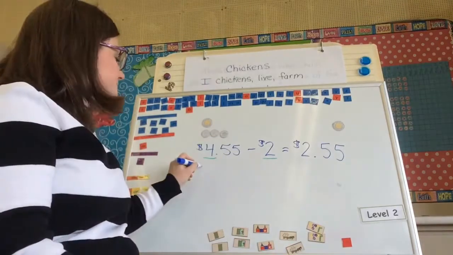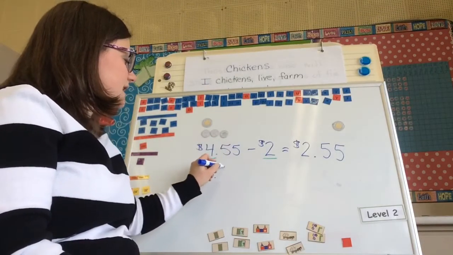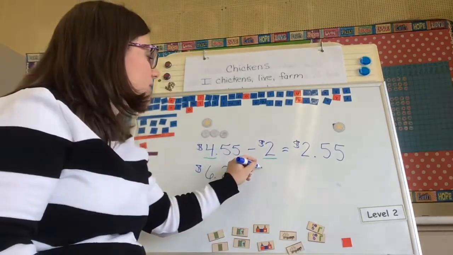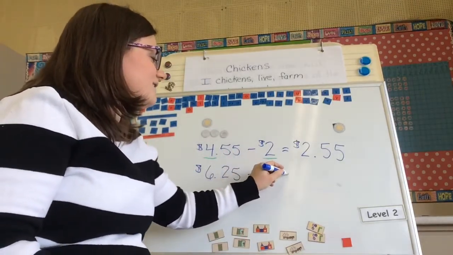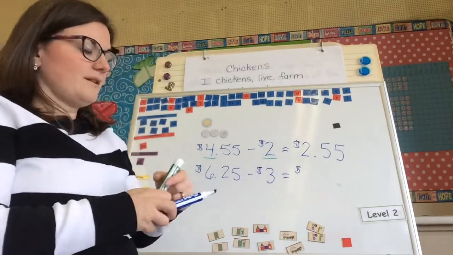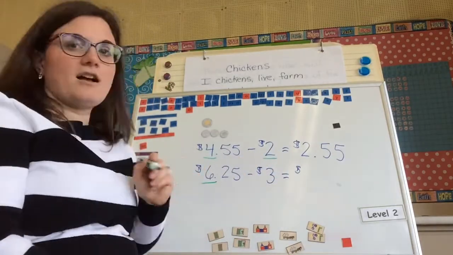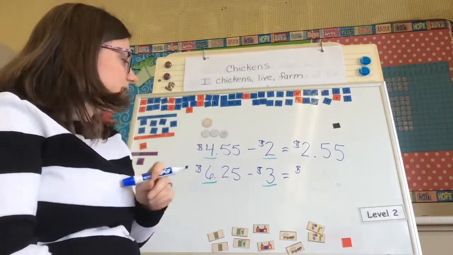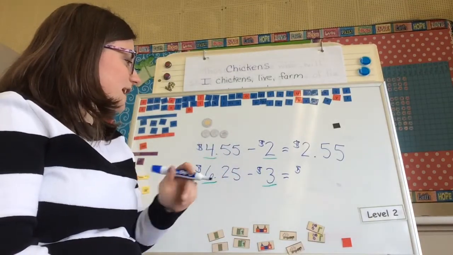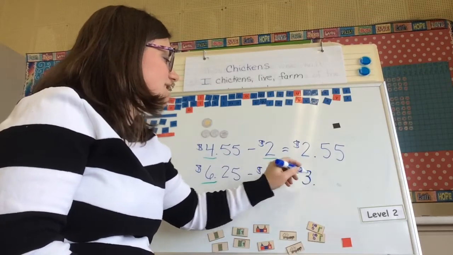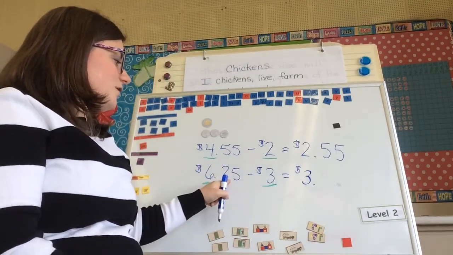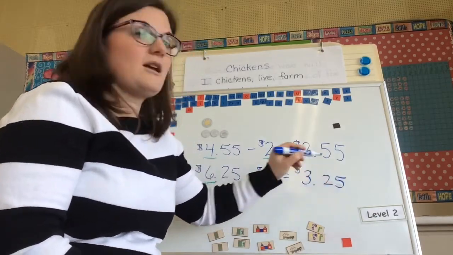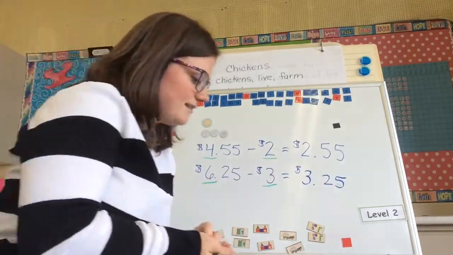What about this one? If I do $6.25, and this time I want to take away $3. So I start with my $6, and I'm going to take away my $3. How many would I have left? I would have $3, right? 6 take away 3, and my cent stays the same. And I would have 25 cents.